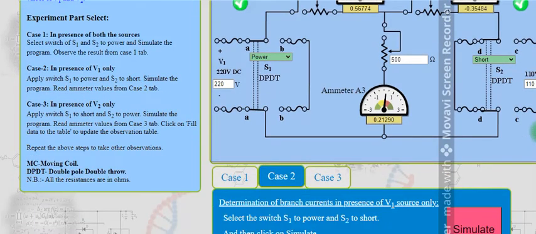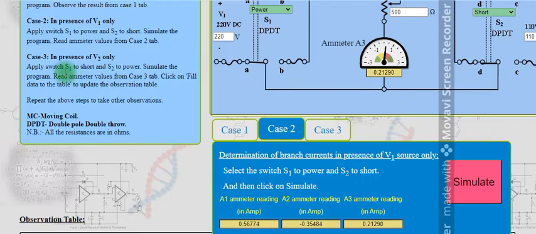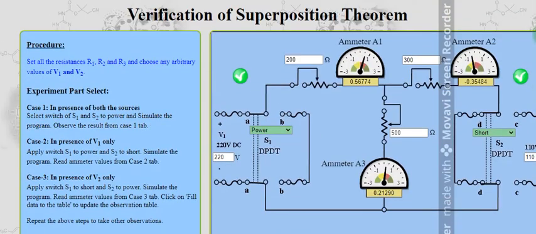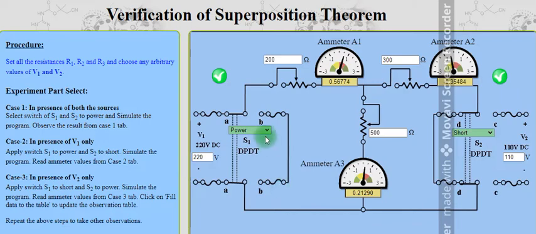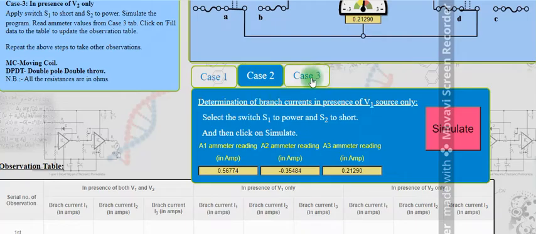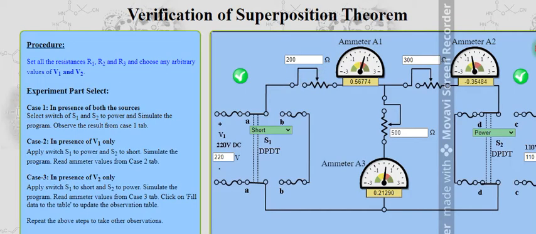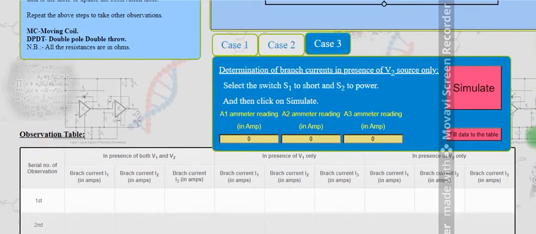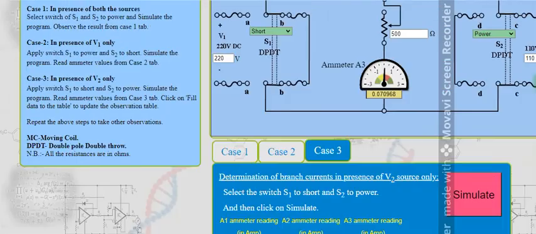And then case 3 is in the presence of V2 only. Here we will provide only V2, and V1 is to be shorted. Then we go to case 3 and calculate virtually all three branch currents. I will click on simulate, and then it is calculated, and the same thing has been shown on this diagram.